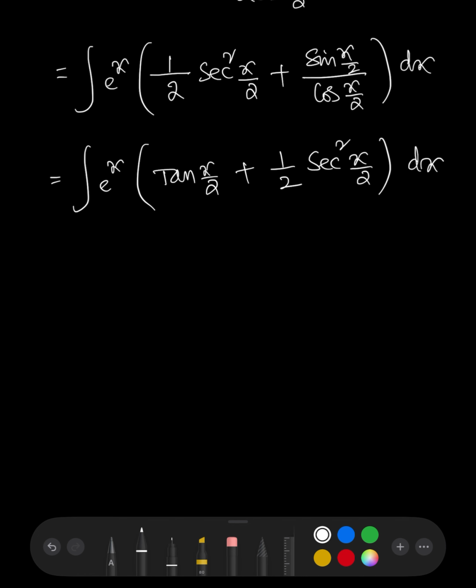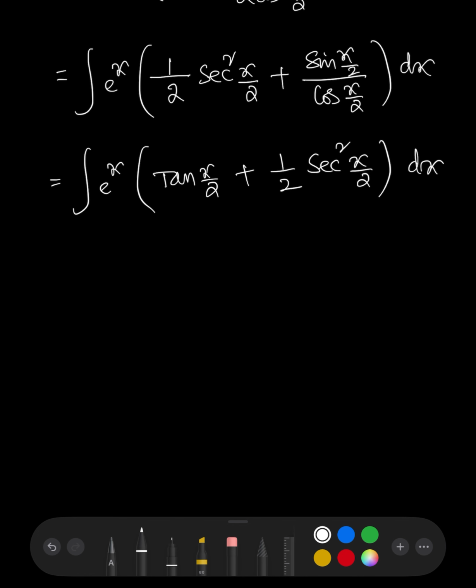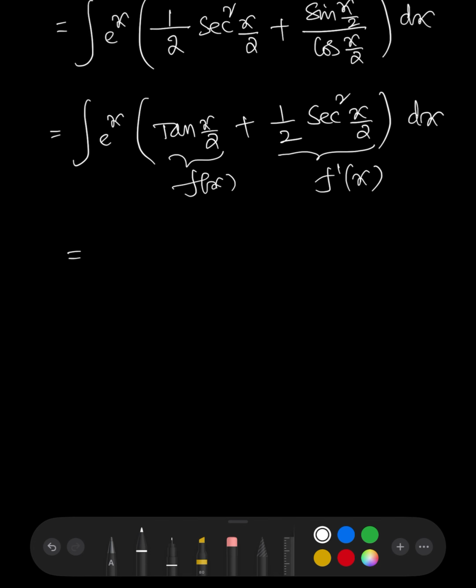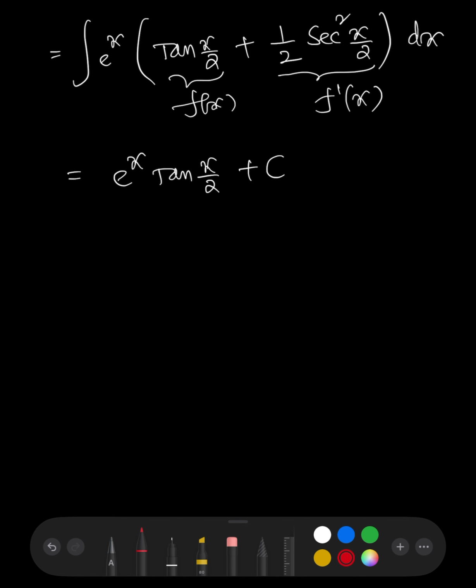So it is now in the form of, this one is nothing but f of x and this whole thing is f dash of x, e power x into f of x plus f dash of x. So it is e power x into tan x by 2 plus c. Okay, right. Now move on to the third question.